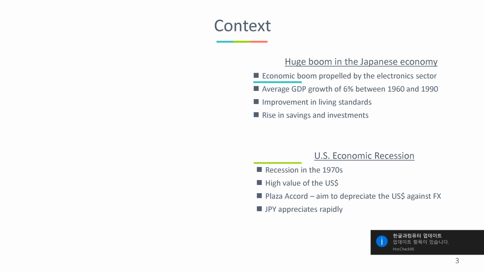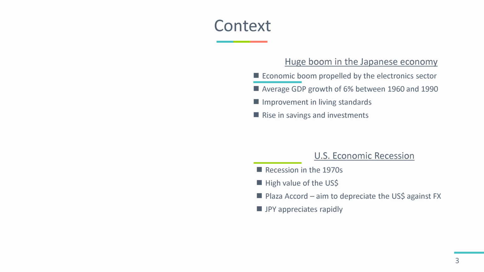How did the Japanese asset market bubble come about? Prior to the buildup of the bubble, the Japanese economy had been in great condition, as Japan achieved extreme success from its electronic manufacturing industry, especially in the international market. In fact, the Japanese economy boasted an average annual growth of 6% between 1960 and the 1990s. This led to a huge improvement in Japanese households' living conditions and established a national atmosphere of euphoria, which encouraged both savings and investments.